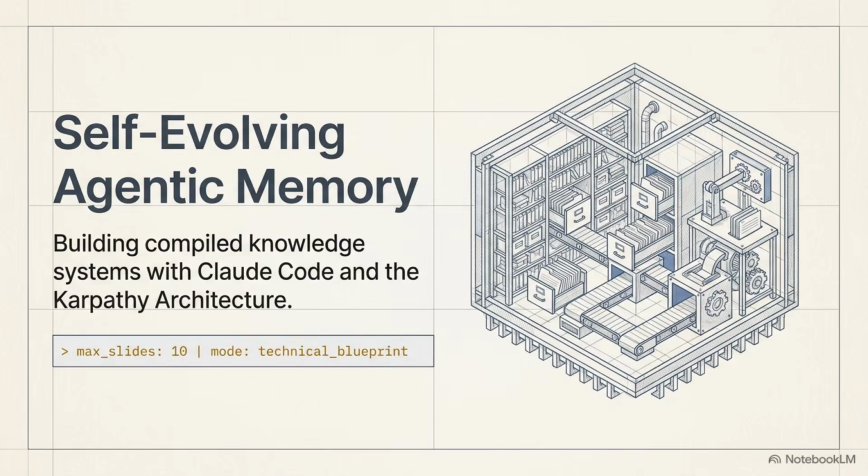Welcome to today's deep dive. We've got a really fascinating stack of sources to go through today. So, developer notes, open source repository readmes, and Andrej Karpathy's recent architecture essays. Yeah, it's a great lineup. Lots of ground to cover. Right. And our mission today is to figure out how to give AI agents continuous compounding memory.